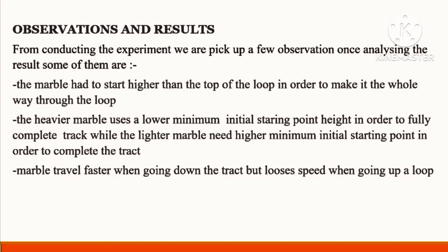So for the observations and results, from conducting the experiment, we picked up a few observations once analyzing the results. Some of them are: first, the marble had to start higher than the top of the loop in order to make it all the way through the loop. Second, the heavier marble uses a lower minimum initial starting point height in order to fully complete the track, while the lighter marble needs a higher minimum initial starting point in order to complete the track. And lastly, the marble travels faster when going down the track but loses speed when going up through the loop.